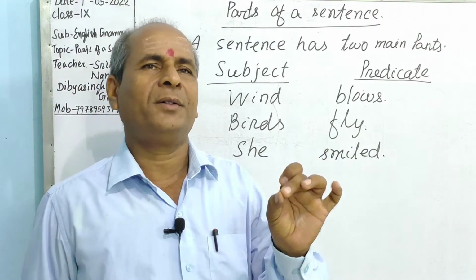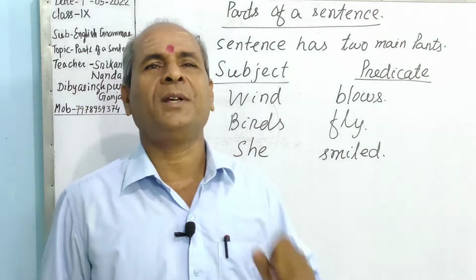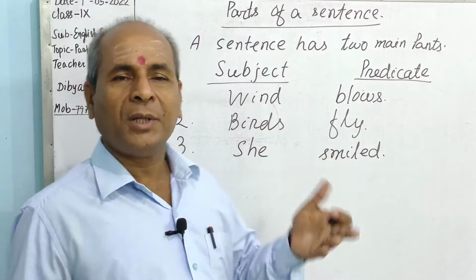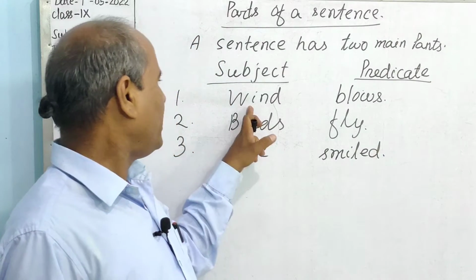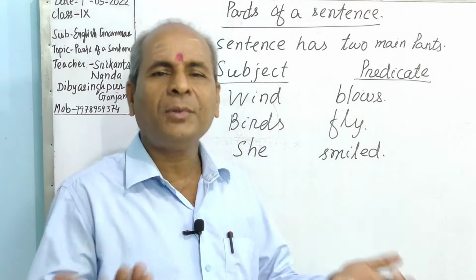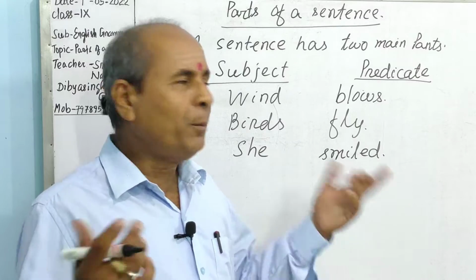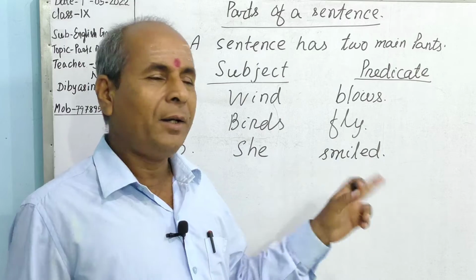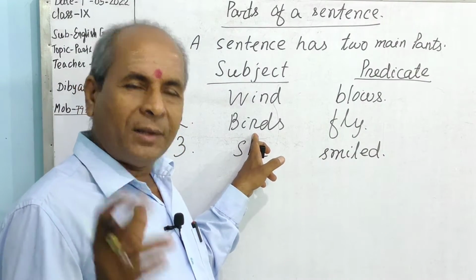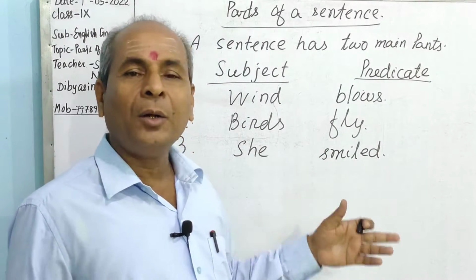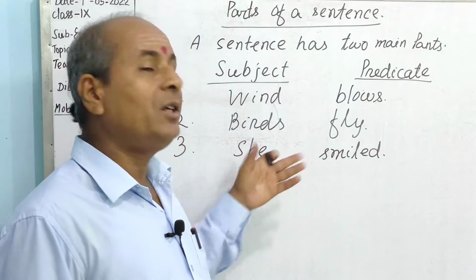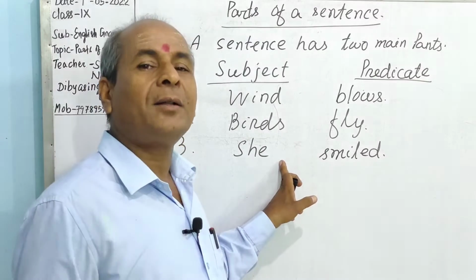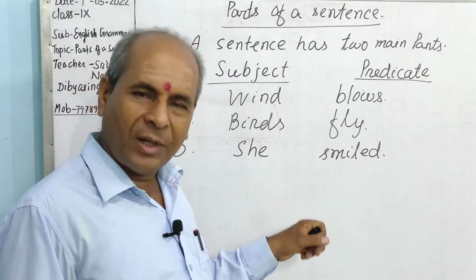The main part is the subject. We should know that about which something is described, that is the subject. In sentence 1, about wind something is described. What about wind? Wind blows. So wind is the subject. What about birds? Birds fly. In the third sentence, what about she? She smiled. So wind, birds and she are the subjects in the three sentences respectively.